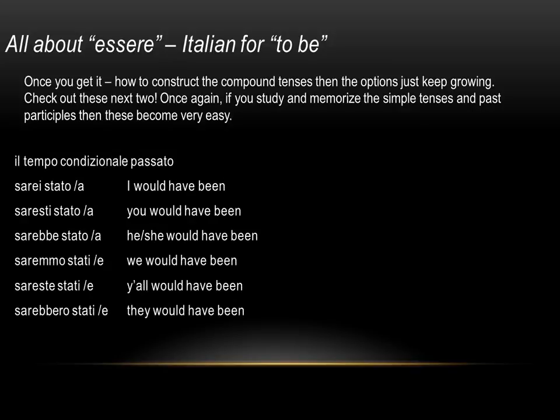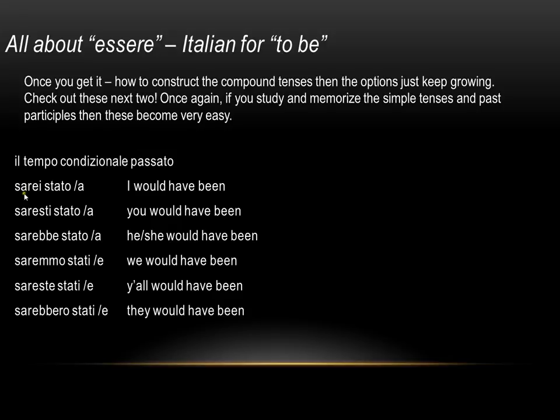For example, if you study and memorize a conditional tense of essere, you can use that. Remember, the one was the present tense of essere for the auxiliary verb, then the past participle. Then we did the imperfect tense of essere and the past participle for the past perfect, or il tempo trapassato, and the passato prossimo. Now, for il tempo condizionale passato, or the conditional past, all we have to do is change essere.